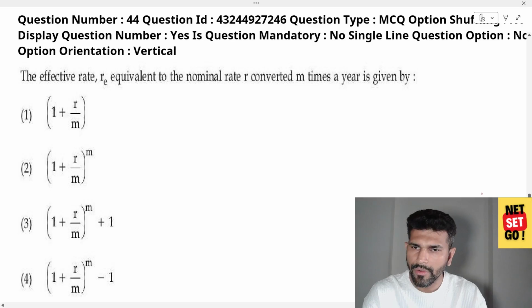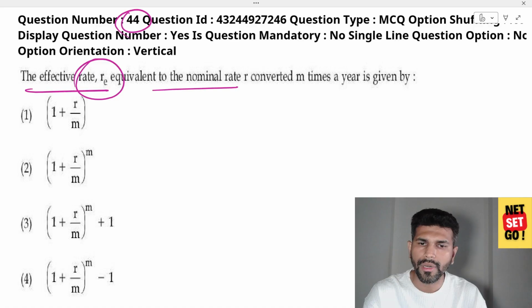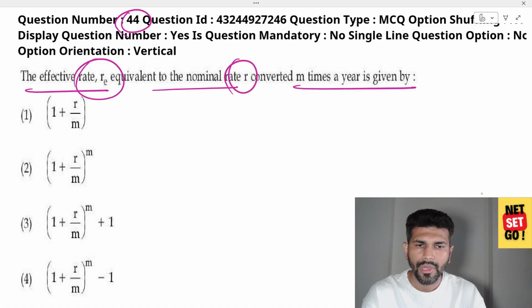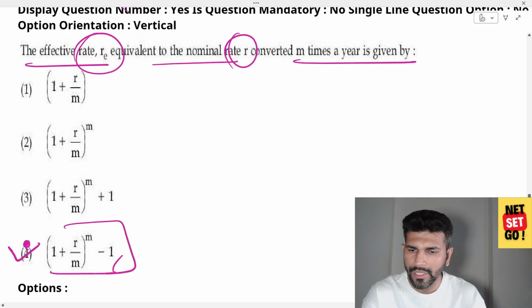Next, question number 44. The effective rate RE equivalent to the nominal rate R converted M times a year is given by. So option 4 is correct answer because we need to deduct 1 also.